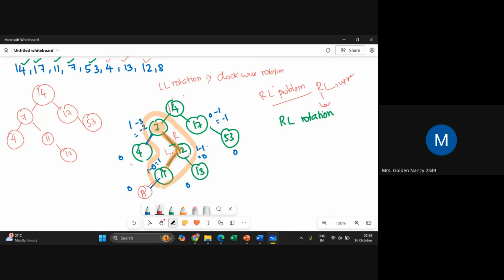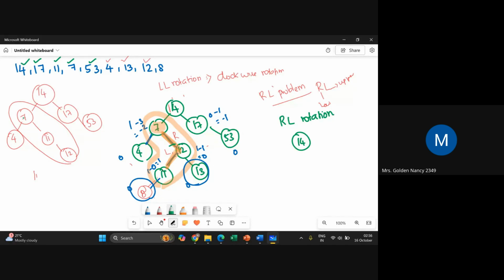Now what you'll do, don't touch these two nodes because we have to do one more rotation, right? Till then you just keep it. Now among these three nodes I have to do R rotation again. So what happens? 14 will be here. I'll draw it here. 14 will be here. I have to do R rotation.